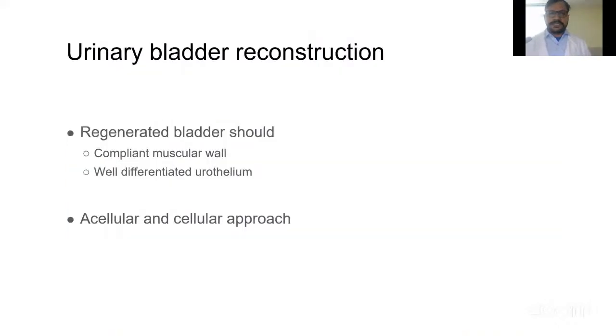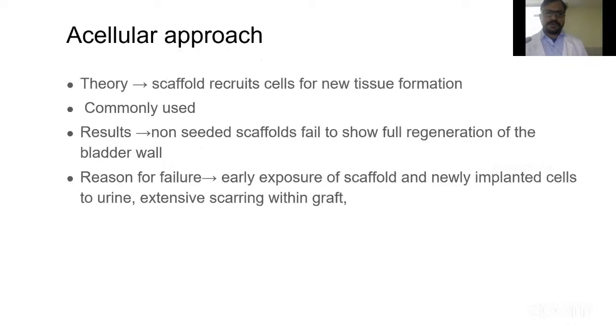Urinary bladder reconstruction: the regenerated bladder should have a compliant muscular wall and well differentiated urothelium. Acellular and cellular approaches can be used. In the acellular approach, the scaffold recruits cells for new tissue formation and is commonly used. However, the result is that non-seeded scaffolds fail to show full regeneration of the bladder wall. The reason for failure is early exposure of the scaffold and newly implanted cells to urine, and extensive scarring with the graft.